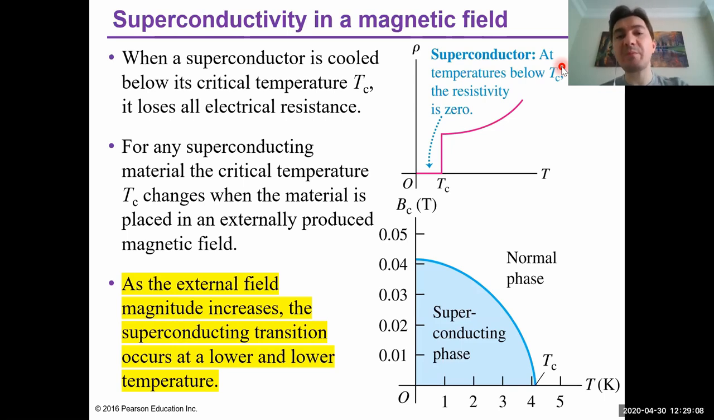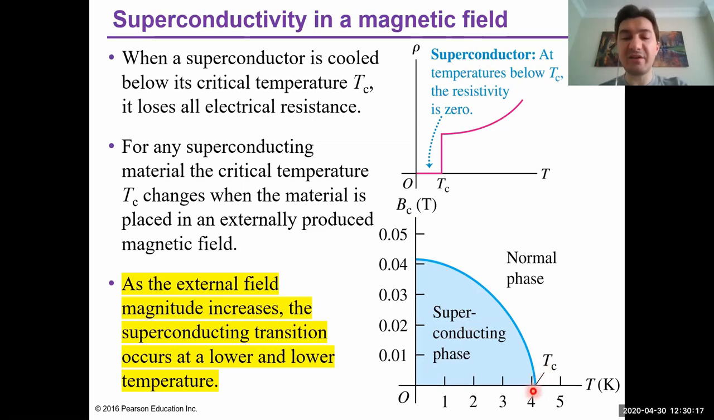Okay, but what happens to superconductivity if I apply a magnetic field? As the external field magnitude increases, the superconducting transition occurs at a lower and lower temperature. Here, I will explain this in that graph. This is again the temperature axis in Kelvin. This is zero Kelvin, and this is the magnetic field. So if there is no magnet, we have a superconducting material, and there is no magnetic field at the beginning. This is the critical temperature of the superconductor. This is the graph for mercury, okay? But this graph is more or less identical. I mean, their behavior is similar for all superconducting materials. Of course, the critical magnetic field value and critical temperature value change from one material to another material, but the mechanism is more or less the same.